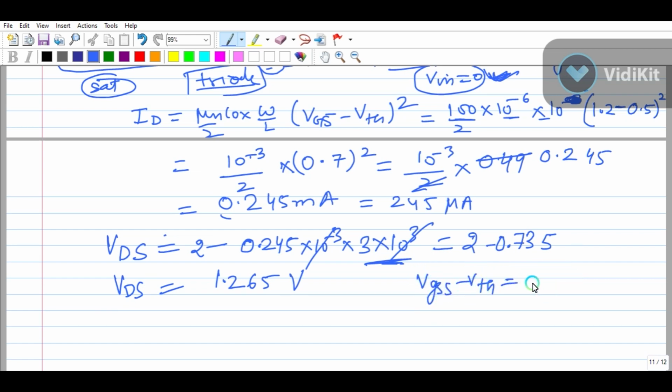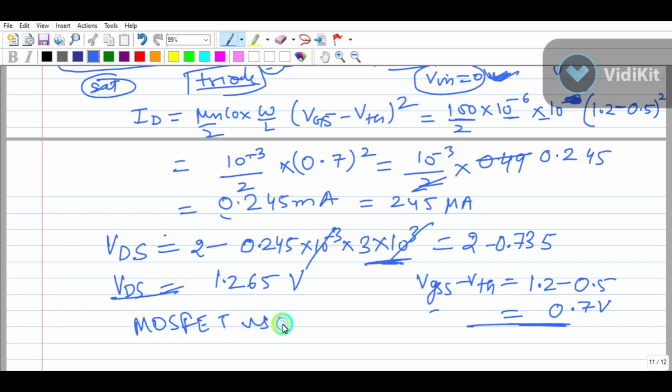VGS is what? VGS is 1.2 minus what is VTH? 0.5. So it is equal to 0.7 volt. So you can see VDS is greater than VGS minus VTH, right? So the condition is true, which means the MOSFET is in the saturation region. So it's correct.